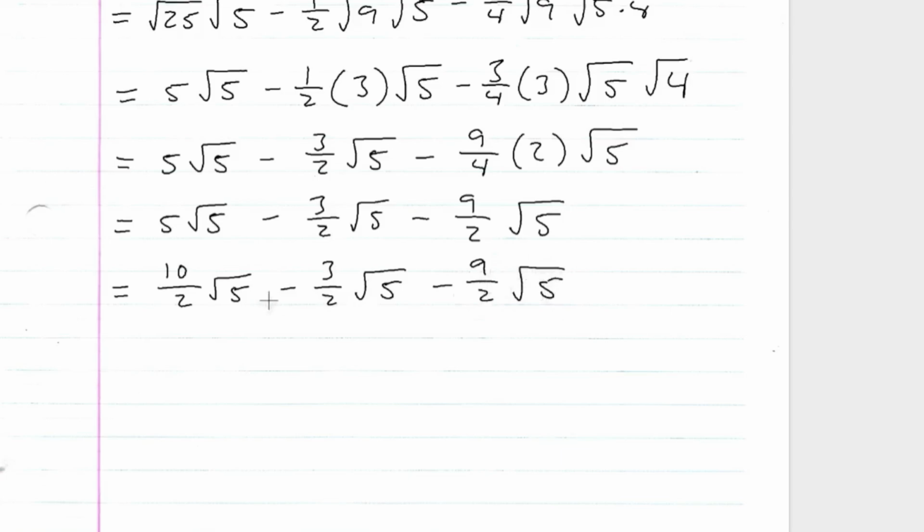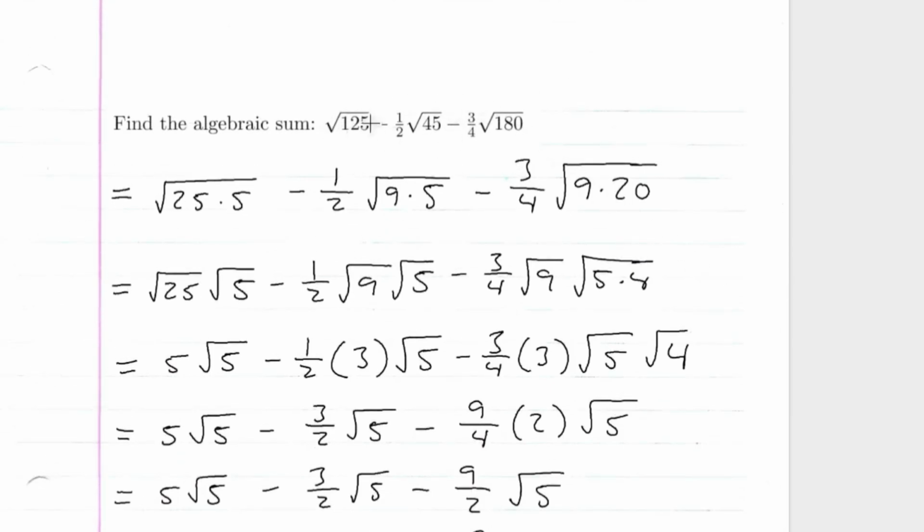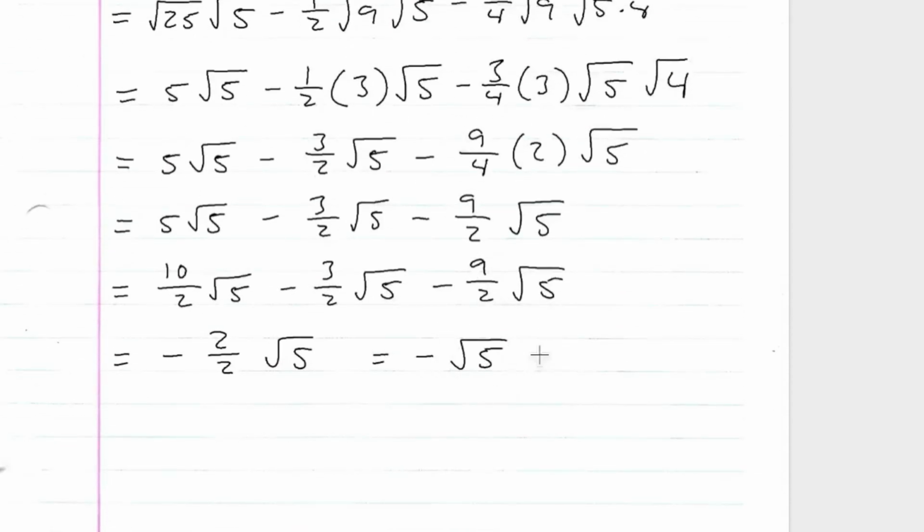And then the square root of 5 is just an irrational number, so now all of these are like terms, right? Because they all have a square root of 5 in them. So I have 10 over 2 minus 3 halves. That's going to be 7 halves. And then 7 halves minus 9 halves would be negative 2 over 2, right? Square root of 5. And then, of course, 2 over 2 is just 1. So this is the same thing as negative square root of 5. And that is the algebraic sum of this expression, or just this expression simplified as much as possible.